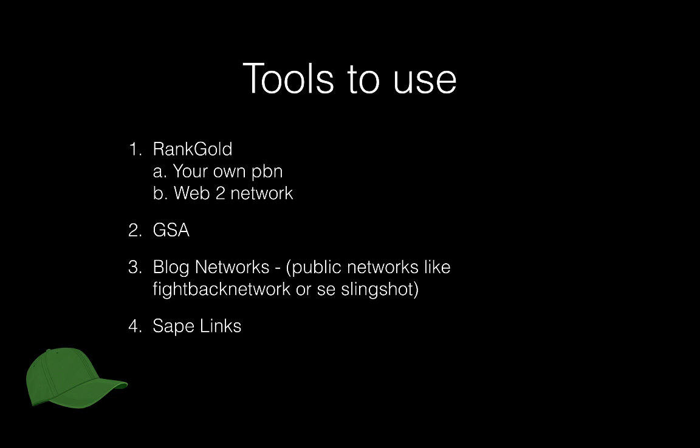And then finally, you can actually buy links after you use Rank Gold, and then pump it up with some GSA, and then throw some blog network links. If you're still not where you want to be, then you can boost that up by buying some SAPE links. Okay, and SAPE is at sape.ru. It's a Russian, I shouldn't say blog network. It's a Russian link network where you can actually buy links.